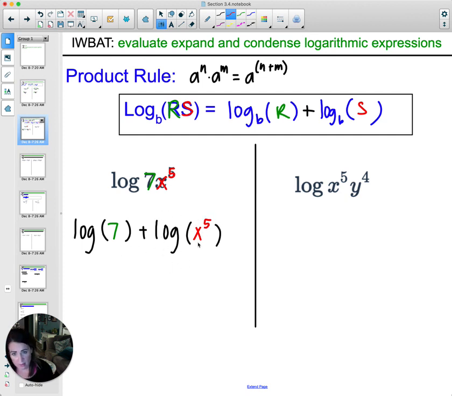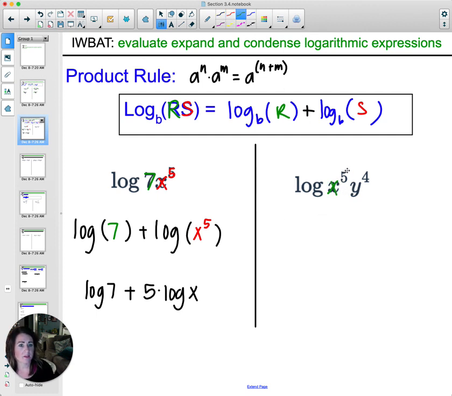Now we could even take this further and use the power rule by bringing that 5 out front. If we were going to expand this even further, we would have log base 10 of 7 plus bring that 5 out front times log of x. So that's using the product rule here for this first one, and then the power rule.